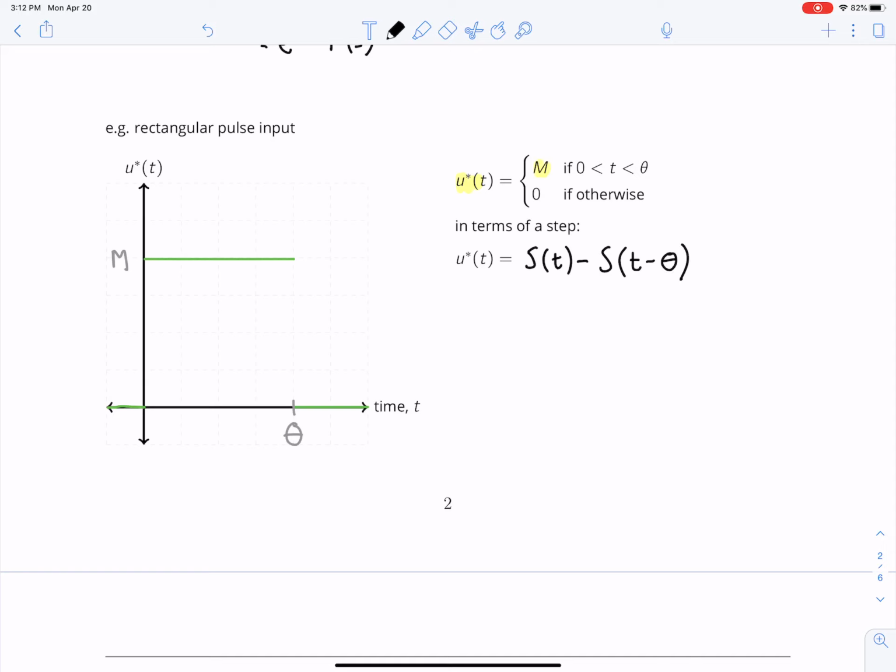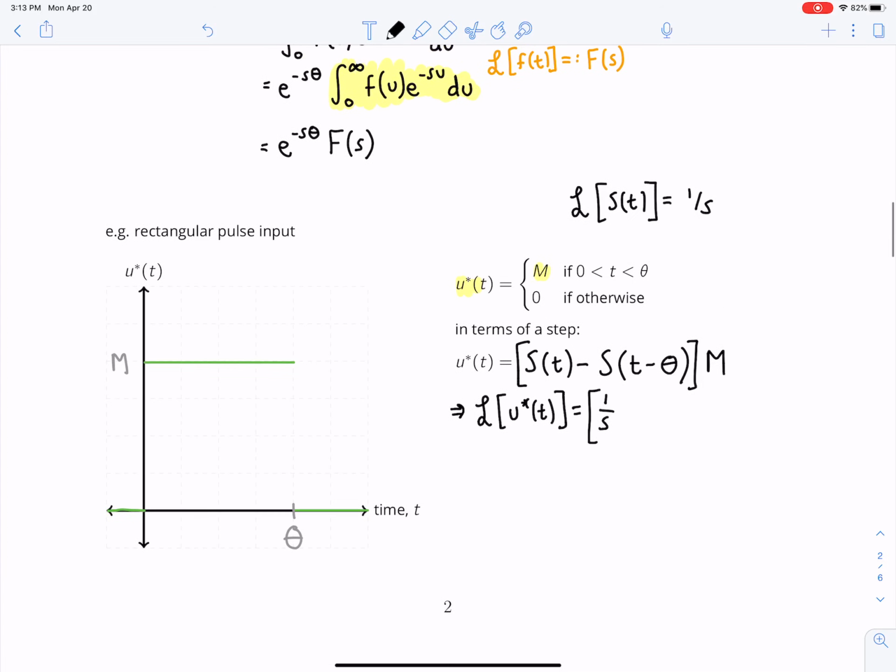And now we can take the Laplace transform of both of these, right? So the Laplace transform of a step function, the Laplace transform of u star of t, equals the Laplace transform of a step function, and we'll put that up here. So the Laplace transform of a step function s of t, and I'll put the m out front here. So it's times m, right? Because that's the magnitude, it's m. So the Laplace transform of a unit step function is 1 over s, right? So this is equal to 1 over s.